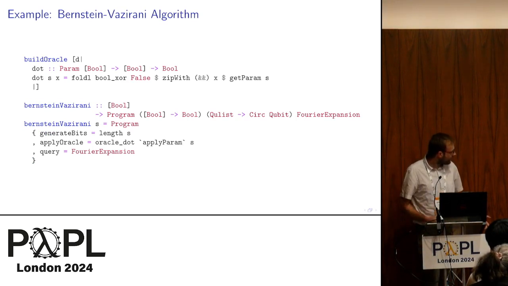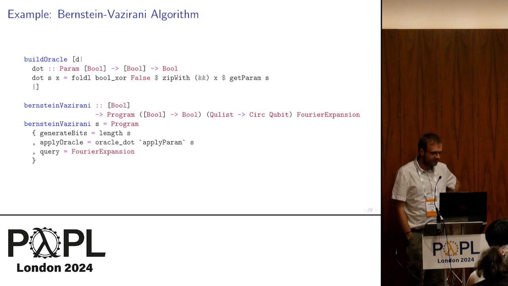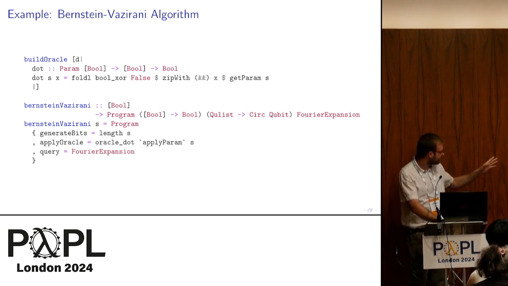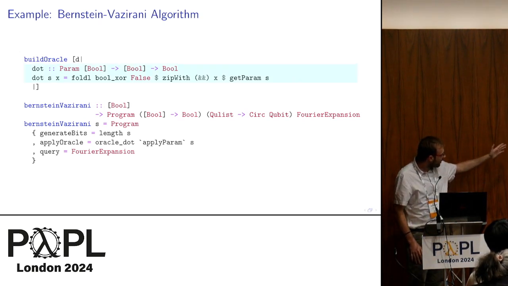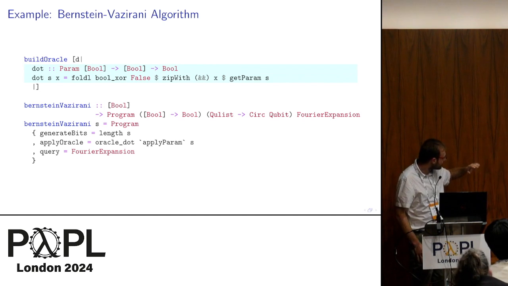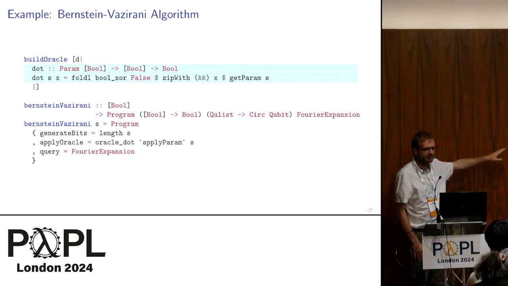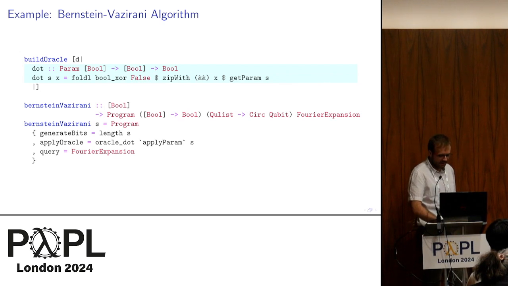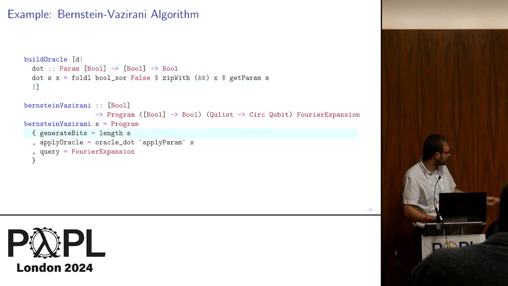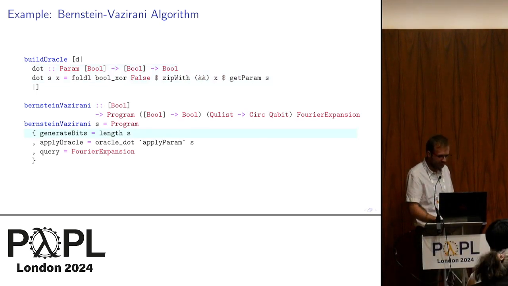So in our DSL, this is all you need to implement the Bernstein-Vazirani algorithm. I'll go through the details, but for now the important part to note is that the oracle function is implemented as entirely classical Haskell code for a bitwise dot product, and that's annotated with this build oracle keyword to construct a circuit from it. And then to specify the full program, you need three things. You need to specify how many bits are in the input, you need to specify the oracle function from above, and then you need to specify which query you want to apply.